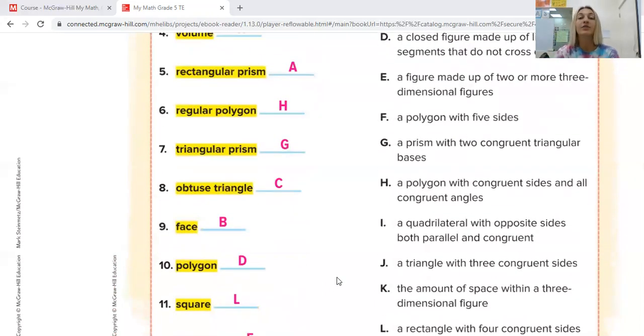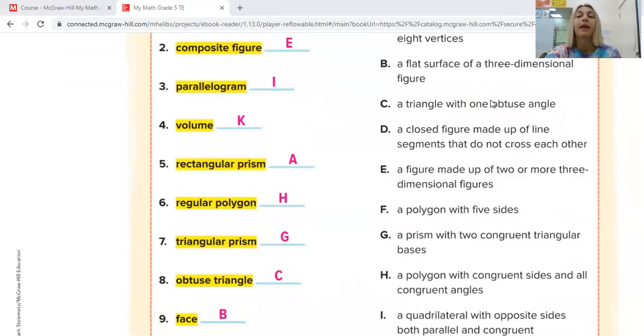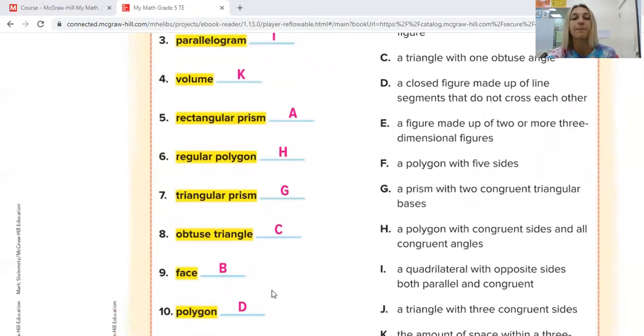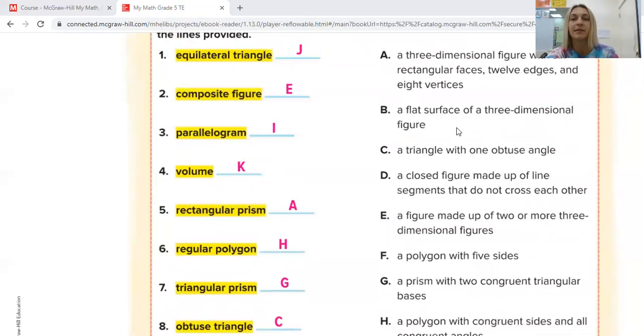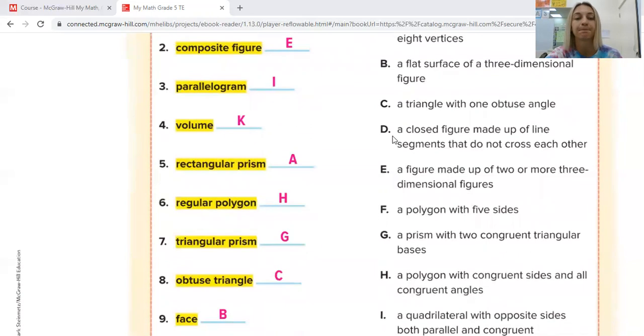Number 8, obtuse triangle. A triangle with one obtuse angle. Now, obtuse means greater than 90 degrees, bigger than 90 degrees. Obtuse is bigger than 90 degrees. So an obtuse triangle just needs to have one obtuse angle, one angle that is bigger than 90 degrees. Number 9, a face. We just talked about this. The face is the flat surface of a 3-dimensional figure. So we have 6 faces on a rectangular prism. The face is the flat part.